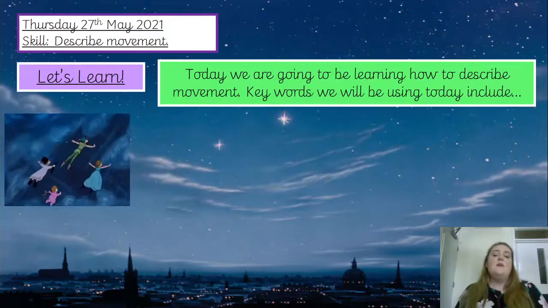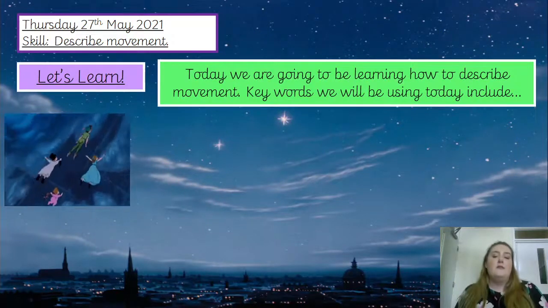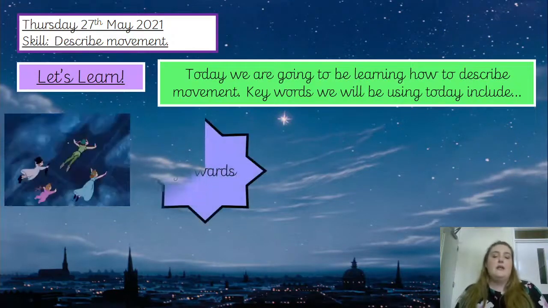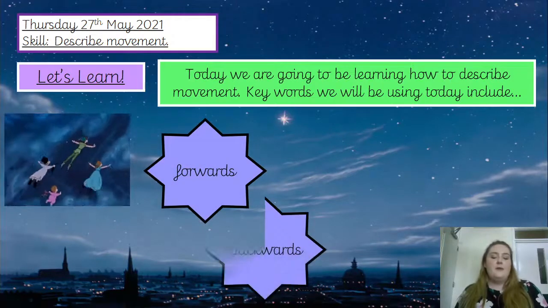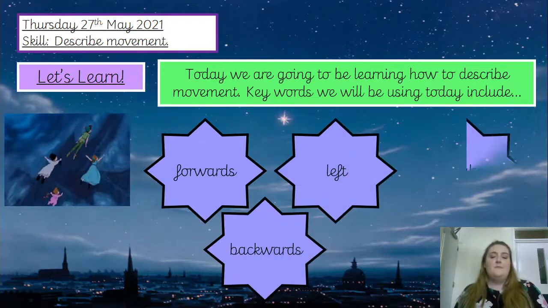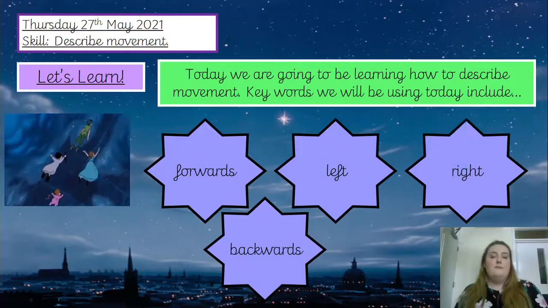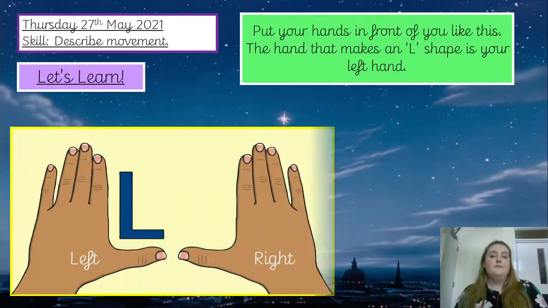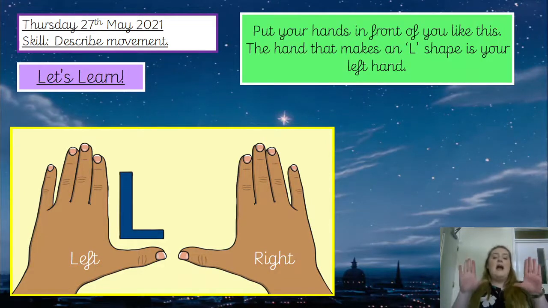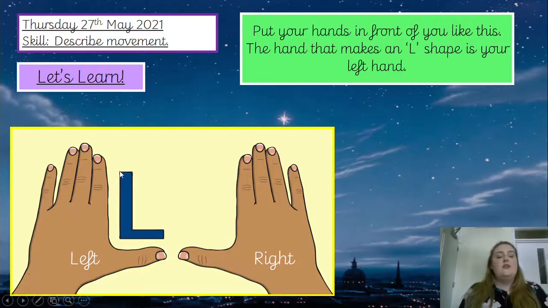So today then, we are going to be learning how to describe movement, and the key words we're going to be using include forwards, backwards, left and right. So I'd like you to put your hands in front of you like this, and the hand that makes an L shape is your left hand. So we can see that in the picture here, the finger and the thumb make the L shape, so that is our left hand.